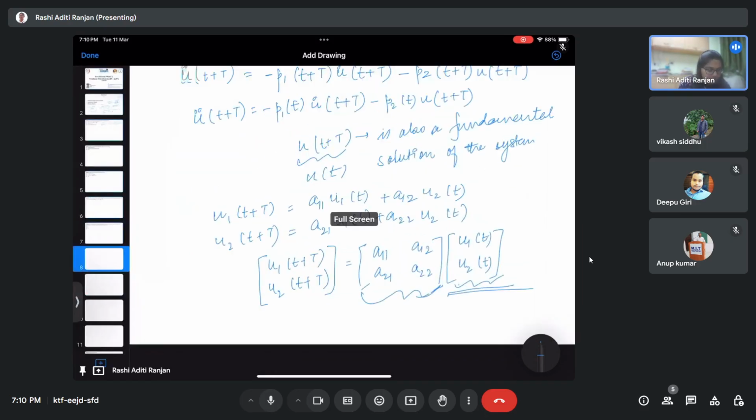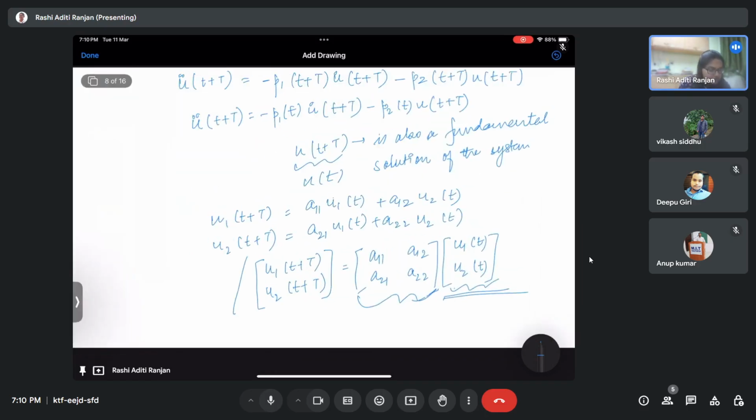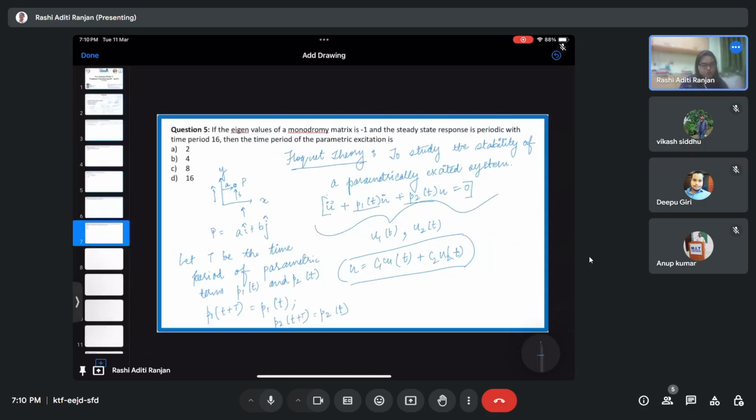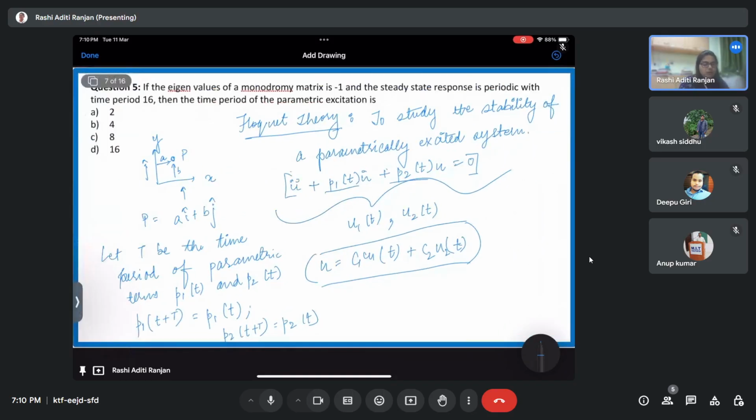So for this matrix, if I consider the set of U1 and U2 as 1, 0, and 0, 1, then this matrix gets converted into a diagonal matrix, and that diagonal matrix, the transformation matrix, is known as the monodromy matrix. The eigenvalue for the monodromy matrix is -1, and the steady state response is periodic with a time period 16. So I have the time period as 16.